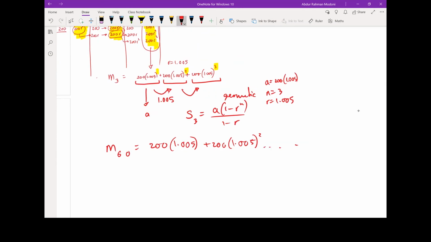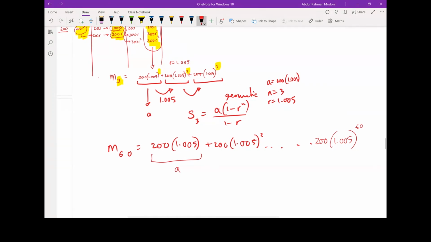Dot, dot, dot. Notice how I found the pattern. For 3rd month, it goes up to a power of 3. For 60 months, it's going to go up to power of 60. So what's my first term? A. What's my ratio? Well, the ratio is still 1.005.